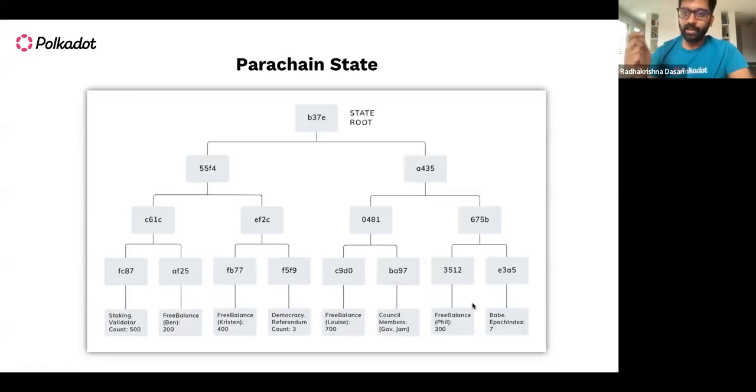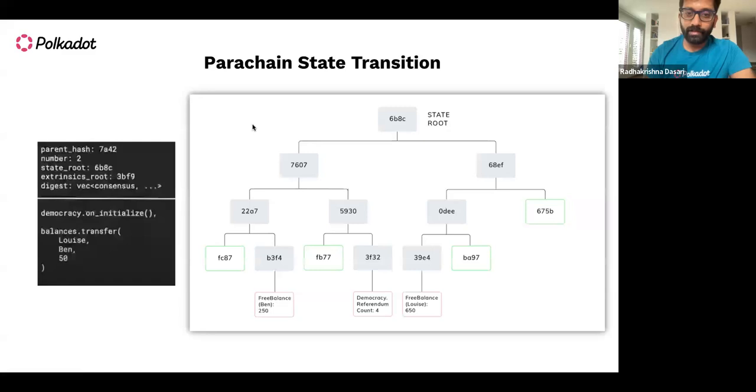So if anything changes, like down in the state, even a tiny bit of change in the balance of one of the accounts, then it has direct impact on the state root. So let's see how that is done. Let's say Louis transfers 50 tokens to Ben, and then there's something happening in the democracy module. It created a new referendum.